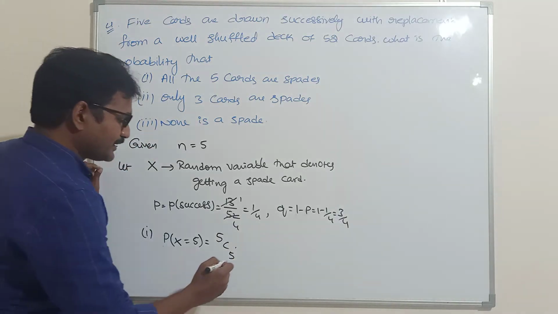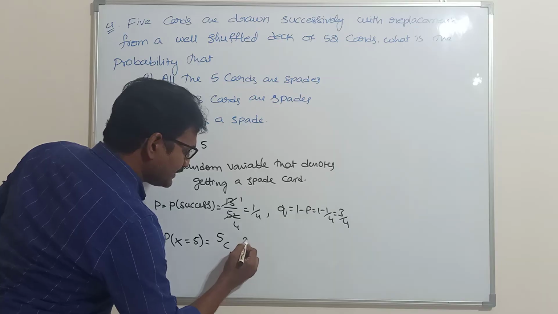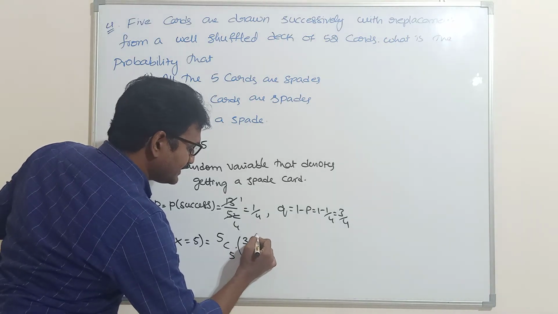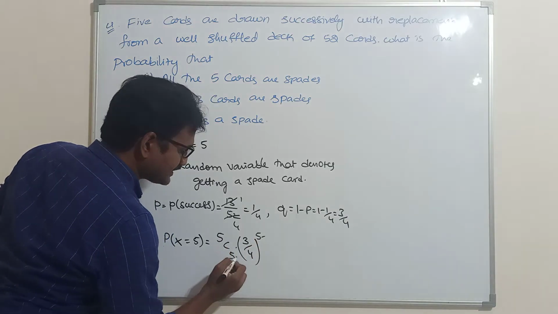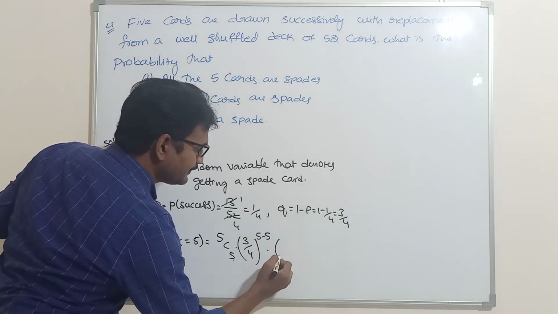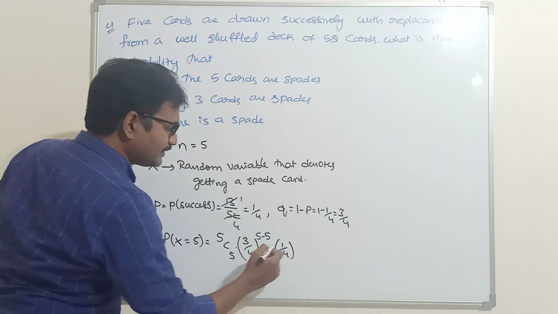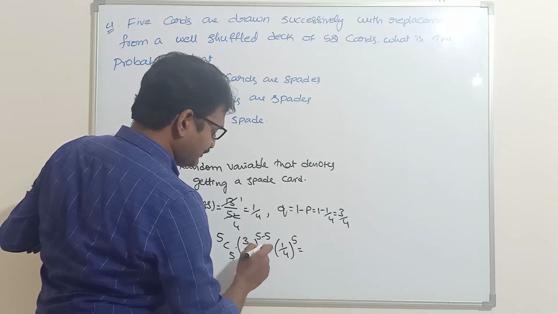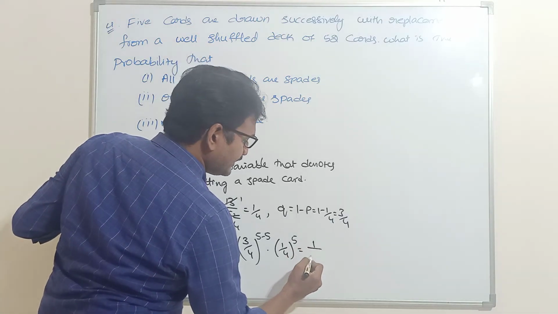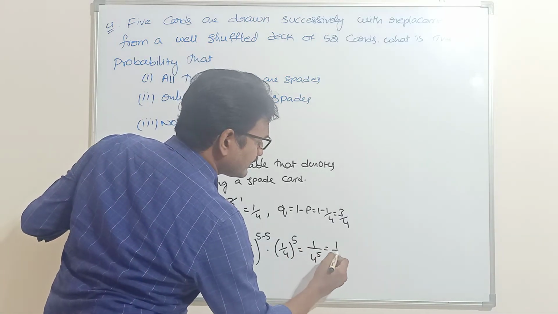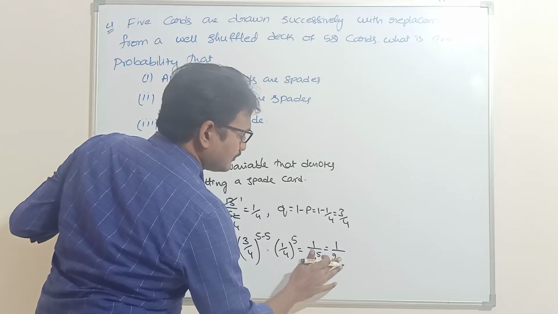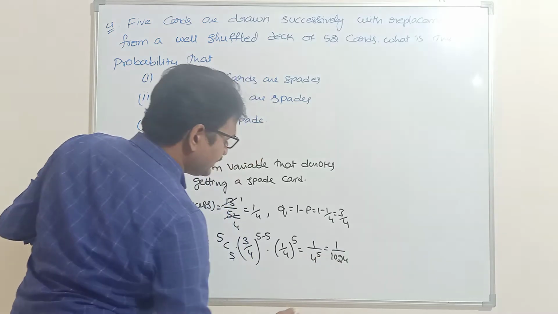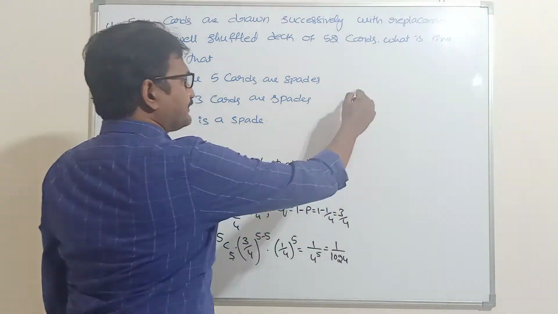5C5 into q power, q means 3/4, whole power n minus x. That means 5 minus 5, into (1/4) whole power 5. That means this is 1. 1 into (1/4) power 5. (1/4) power 5 value is 1/1024. That is the answer to the first question.